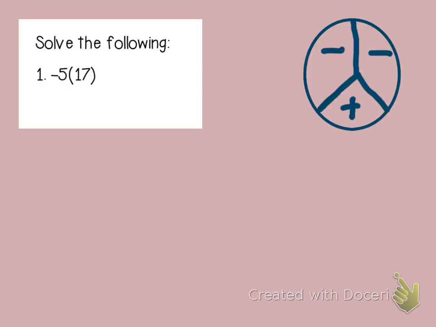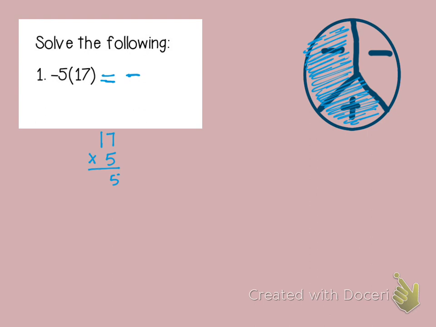Here it says solve the following. If you notice, I already drew my integer man on these problems. Just looking at the problems here, I have a negative right here and a positive. If I shade in my negative and I shade in my positive, I have a negative left over. Now that I know my answer is going to be negative, I can just move on with this. 17 times 5. 5 times 7 is 35. 5 times 1 is 5, plus 3 is 8. So my solution is 85, and in fact, it is negative 85.